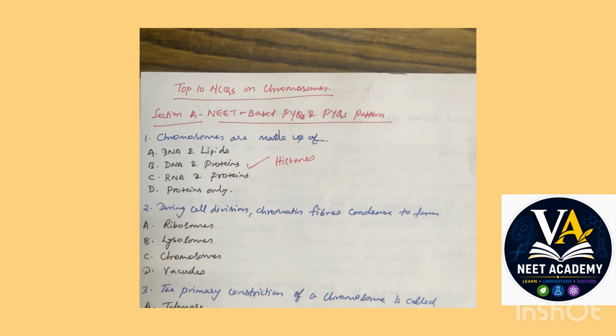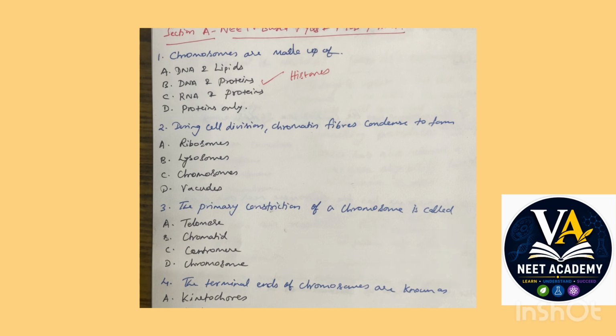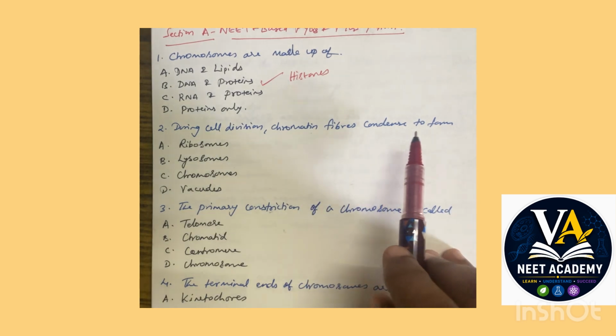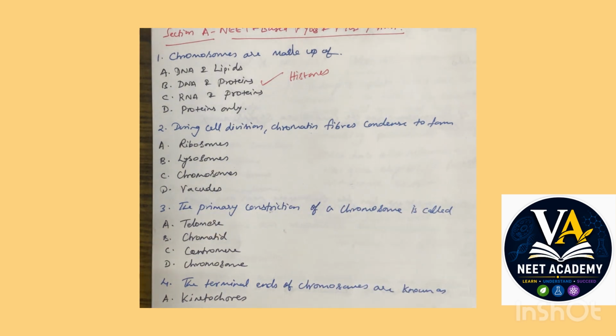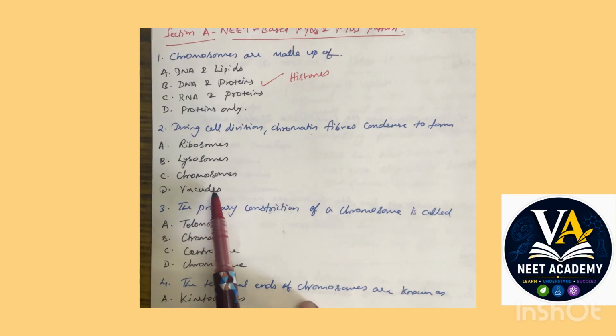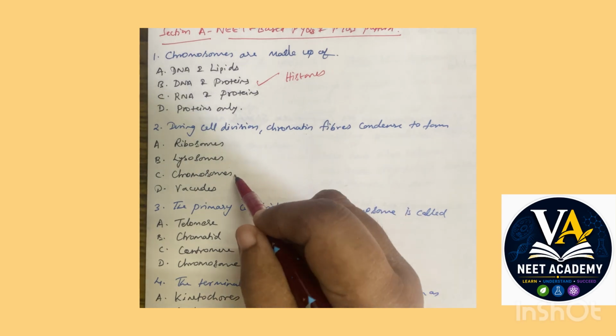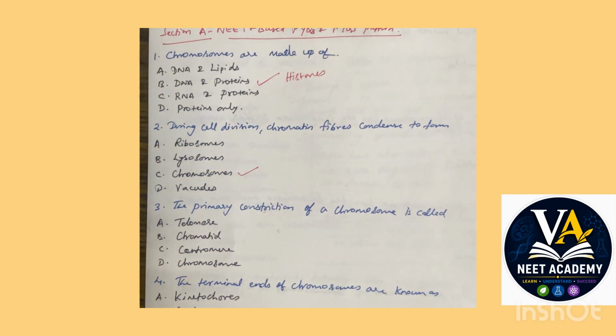During cell division, chromatin fibers condense to form what? Ribosomes, lysosomes, chromosomes or vacuoles? What do you think? Chromatin condenses to form chromosomes. So DNA plus protein makes chromatin, and chromatin condenses to form chromosomes.